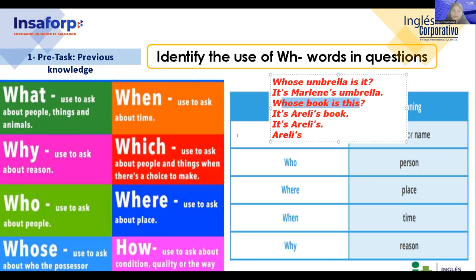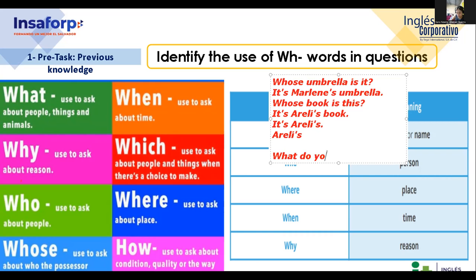¿De quién es este libro? Es el libro de Arely. O lo dejo hasta acá, it's Arely's, y me quedaría bien también. Se entiende el significado. O digo solamente el nombre. Pero si recuerdo, siempre tengo que poner ahí que se escuche esa S, apóstrofe y esa S, para que sepamos que estamos hablando de posesión, ¿verdad? Arely's. Una pregunta, teacher: y ellos, what, we, todos los que estamos viendo, pueden ir también con apóstrofe?